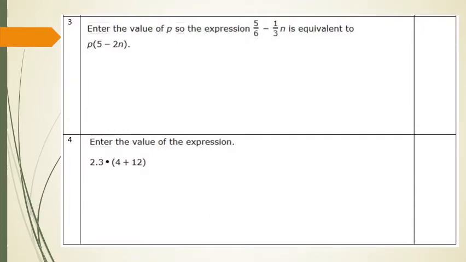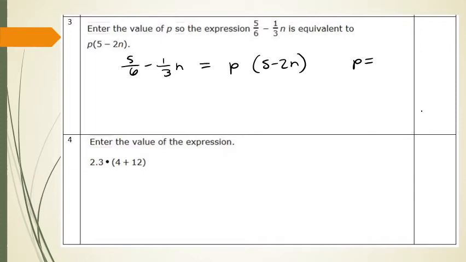Enter the value of p, so the expression 5/6 minus 1/3 n is equivalent to p times the quantity of 5 minus 2n. This is a problem you might recognize from extra credit here recently, except it wasn't quite entered in correctly, and so it was kind of difficult to solve. So let's take a look at what this is saying. 5/6 minus 1/3 n equals p times 5 minus 2n. And we want to find what does p equal.